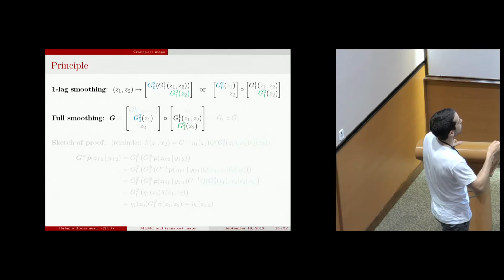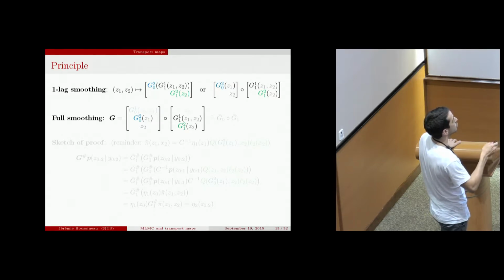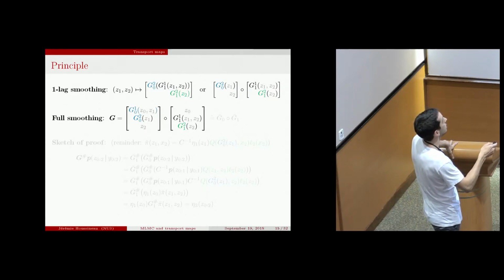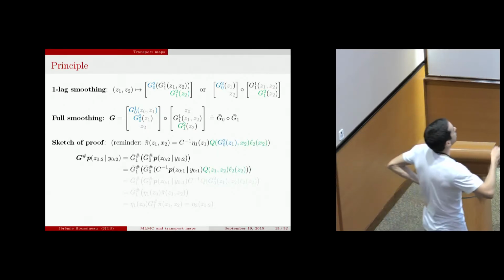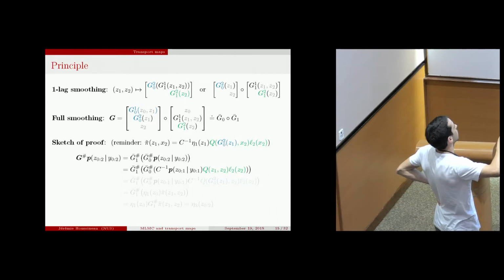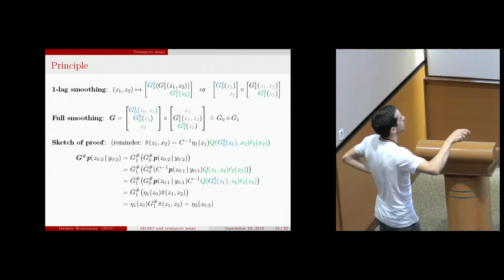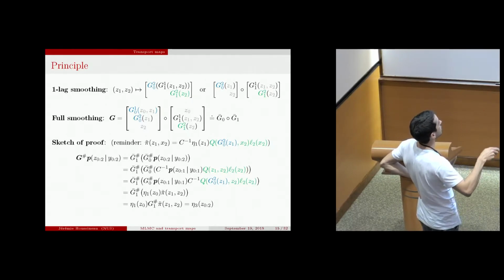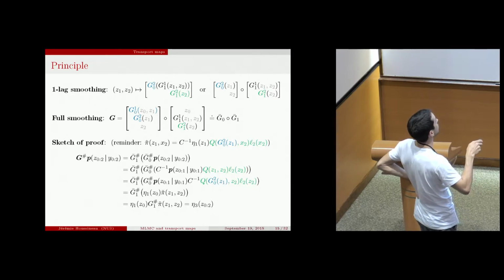I just rewrite it here, and the second part of the composition doesn't have anything to do directly with the state at time 0. So I just put identity here, and then I replace the first term I had in G1. Maybe I'm not going to go through too much, but we can show that we completely recover the transport map for our full smoothing distribution.